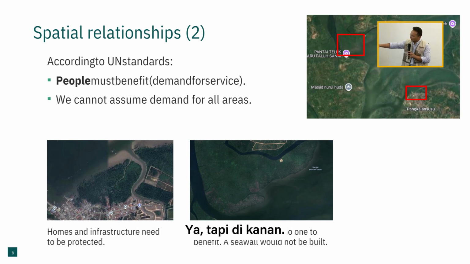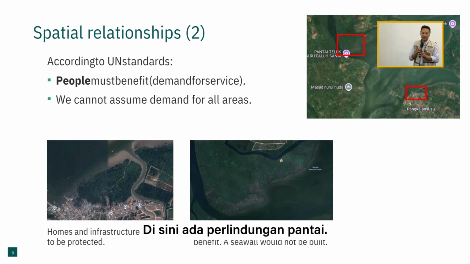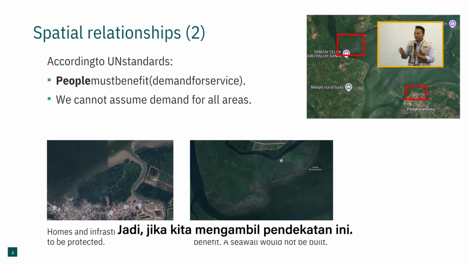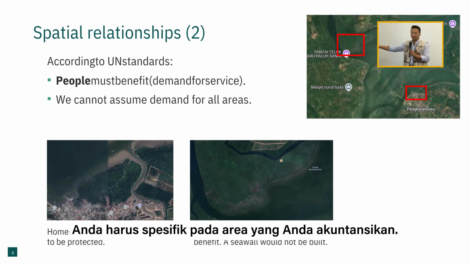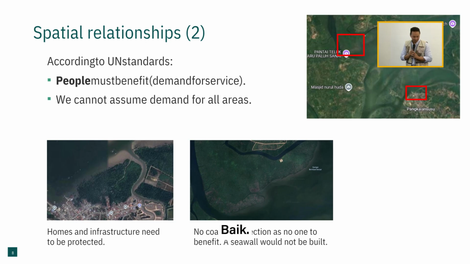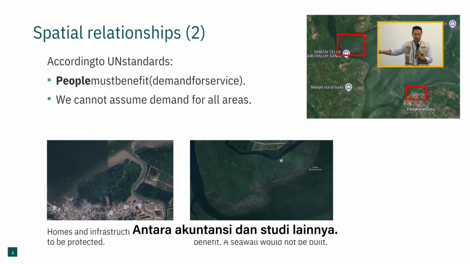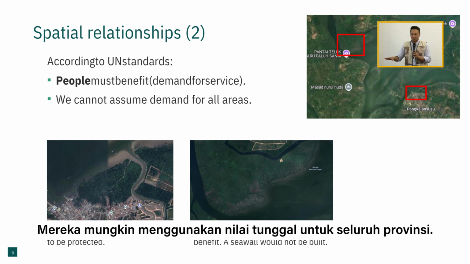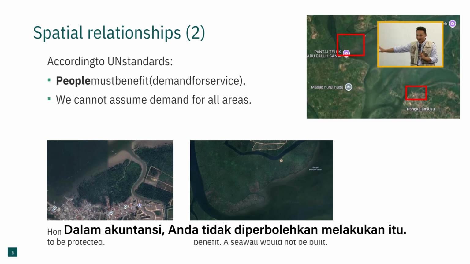But on the right, you have houses, you have assets. This one, there is coastal protection. So if we take this particular approach, you are no longer allowed to have one value for the whole coastline. You must be specific to where you're accounting for. This is one of the biggest differences between accounting and other studies. Other studies might use one value for the whole province, for the whole of Indonesia. In accounting, you are not allowed to do that.